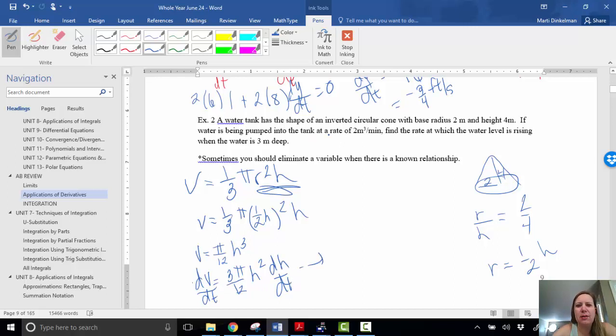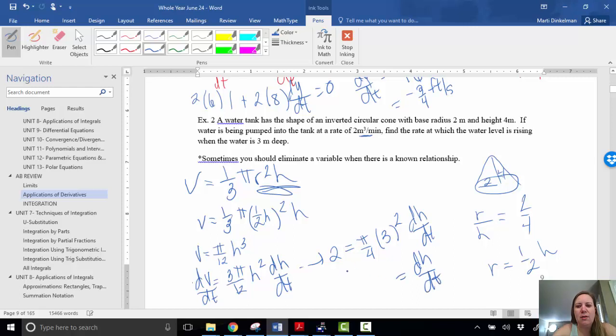So let's see here. Water is being pumped into the tank at 2 meters cubed per minute. This tells me dv dt because I see the cubed here. And let's see, I'm going to go ahead and simplify that. That's pi over 4. It wants to know what's happening when the water depth is 3. And so now all we have to do is solve.